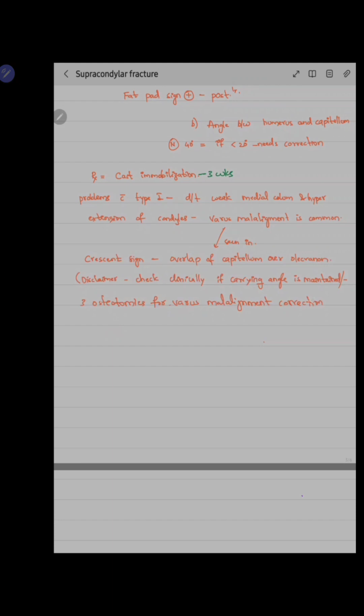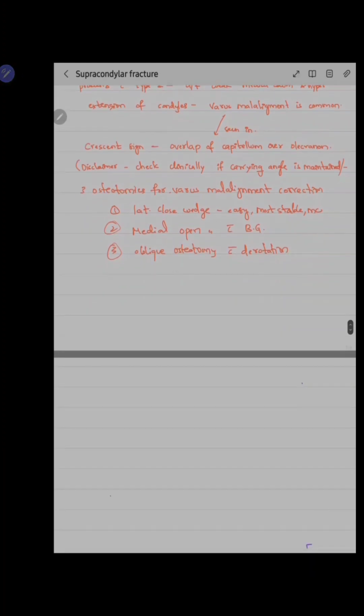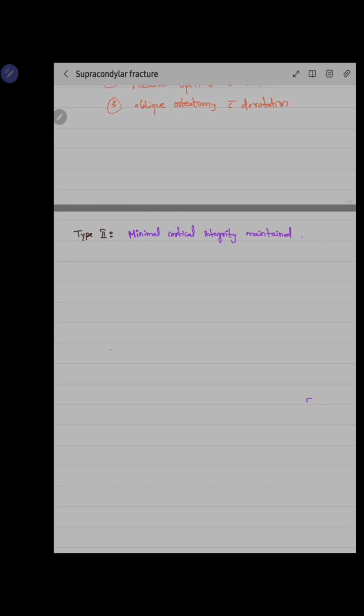What are the corrective osteotomies that we normally do for varus malalignment? Lateral closed wedge, medial open wedge, and oblique osteotomy with derotation. The lateral closed wedge is easy, most stable, and the most common type of alignment correction. The second one is medial open wedge, where when you are opening, we commonly use bone graft. Oblique osteotomy with derotation is one more type.